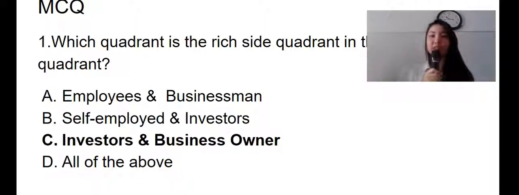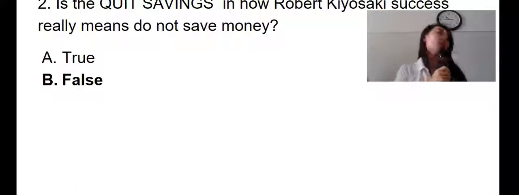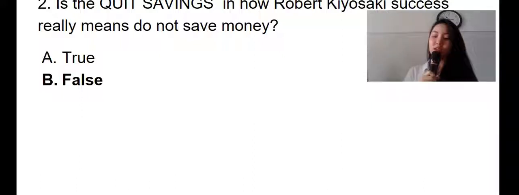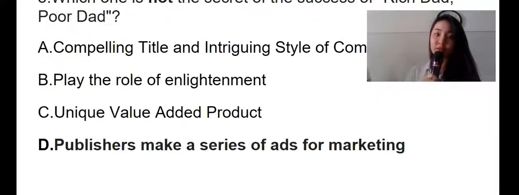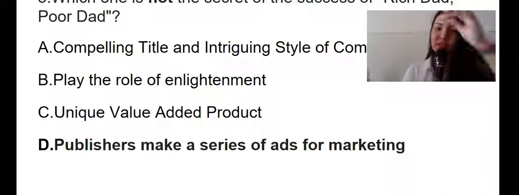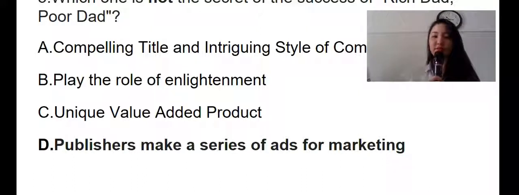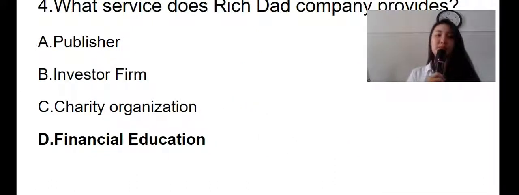Which quadrant is the rich side quadrant in the cash flow quadrant? C. The investor and business owner is the rich side in the cash flow quadrant. The second, in Robert Kiyosaki's quick saving, what does success really mean? Do not save money. Fourth, it means use the money wisely. Which one is not the secret of the success of Rich Dad Poor Dad? D. Publisher makes a series of ads for marketing.